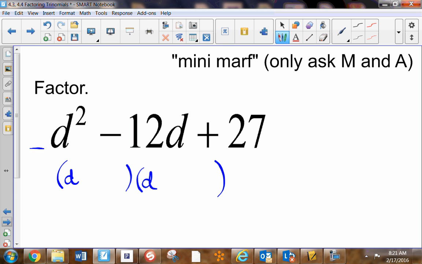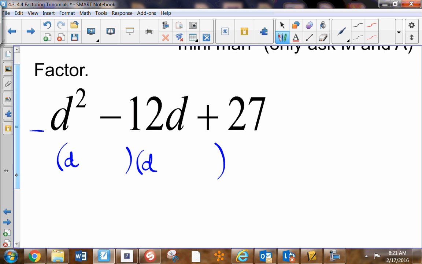And then you'll do the same kind of method. We call it mini mark because we're going to start grouping. We're not going to do the 3 steps. So I want factors of 27. Still multiplying, 1 times 27 is 27. Then add to -12. 3 and 9. Both negative. Right? And add to -12. Yeah. So I can just go ahead and put this -3, -9 right in.